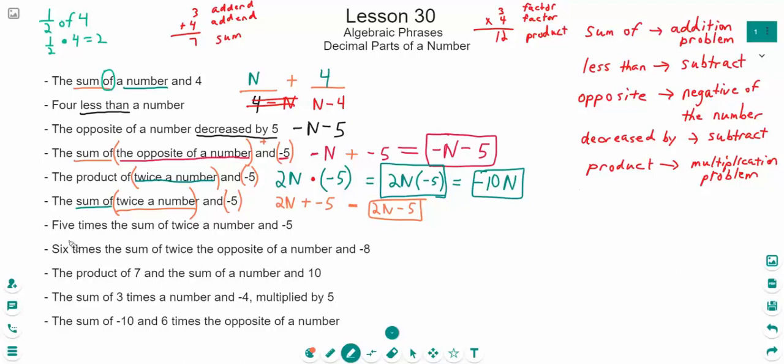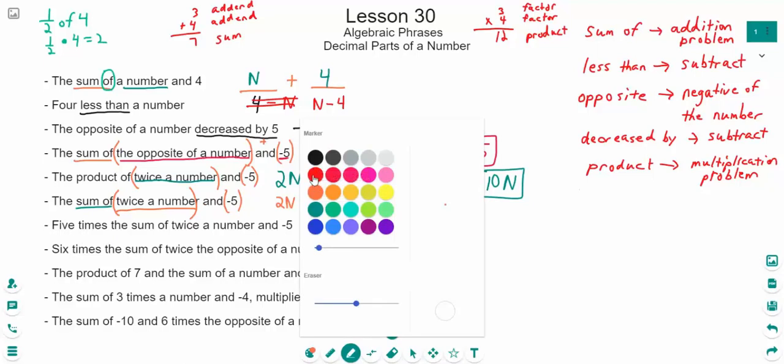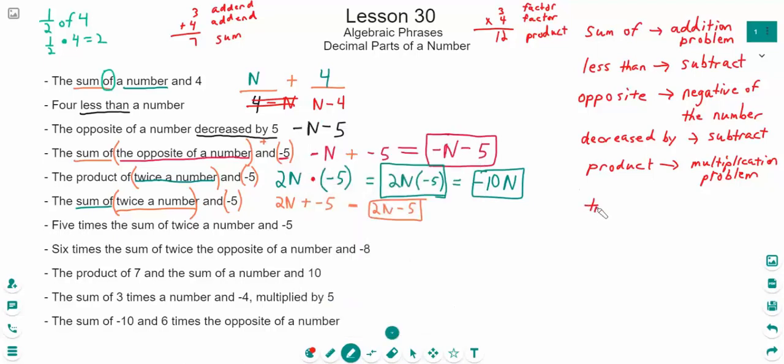All right, let's go to the next one. 5 times the sum of twice a number and negative 5. Bah, that's a mouthful. All right, let's break it down. So we have 5 times. All right, well, let's see here. Let's put another clue word over here. So times indicates what? You got it. Multiplication. All right, so times indicates multiplication. So 5 times the sum. Whoa. All right, we're talking about 5 times the sum.